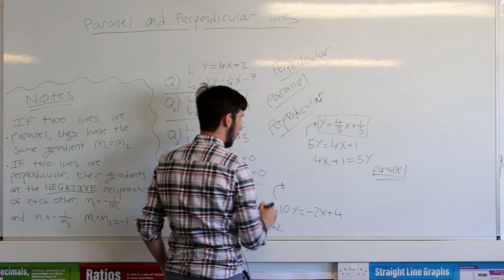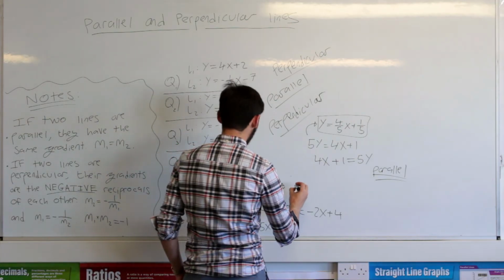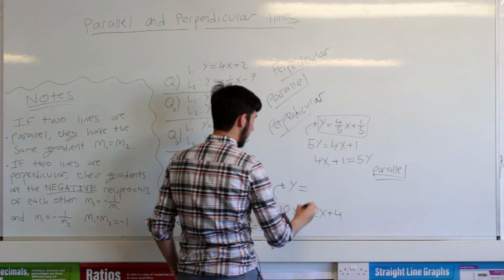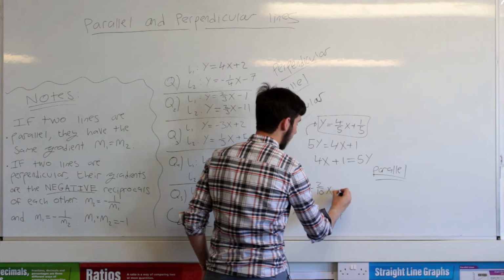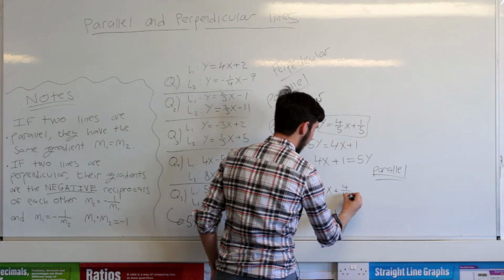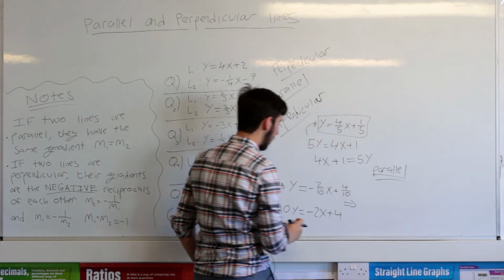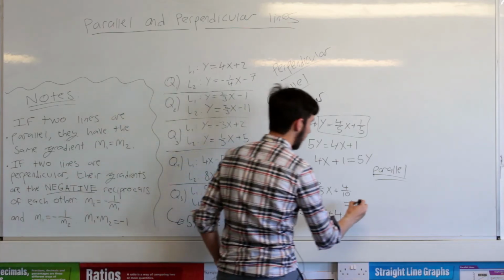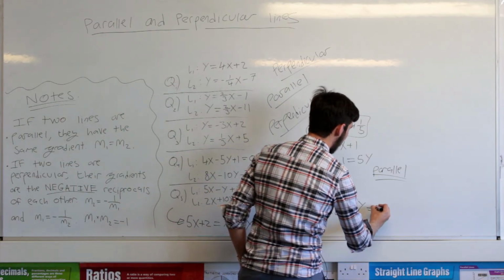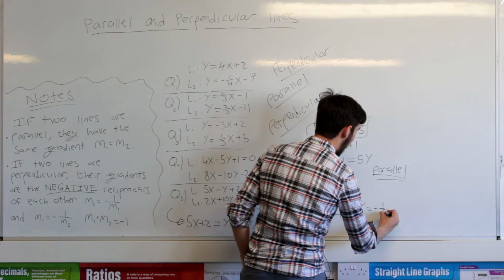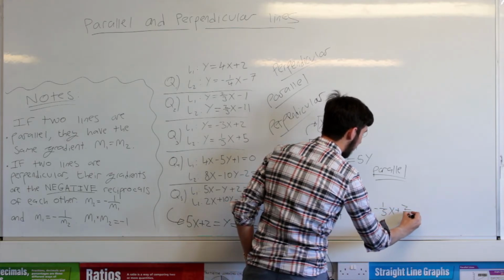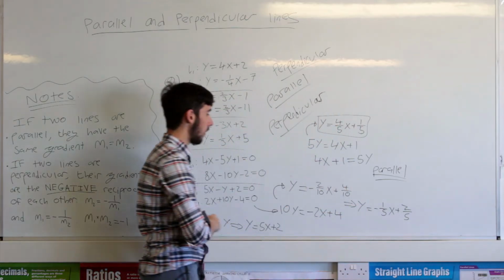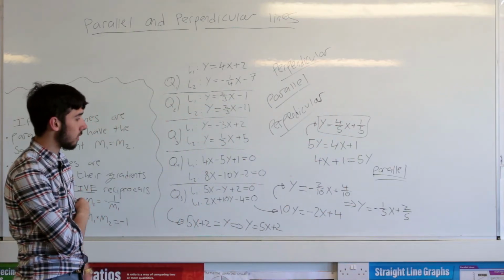And again, we're going to come up here. We're going to divide everything by 10. We're going to get y is equal to minus 2 over 10 x plus 4 over 10. And that is going to imply that, if we simplify this fraction, we get y equals minus 1 over 5x plus 2 over 5. 4 over 10 is 2 over 5, minus 2 over 10 is minus 1 over 5.